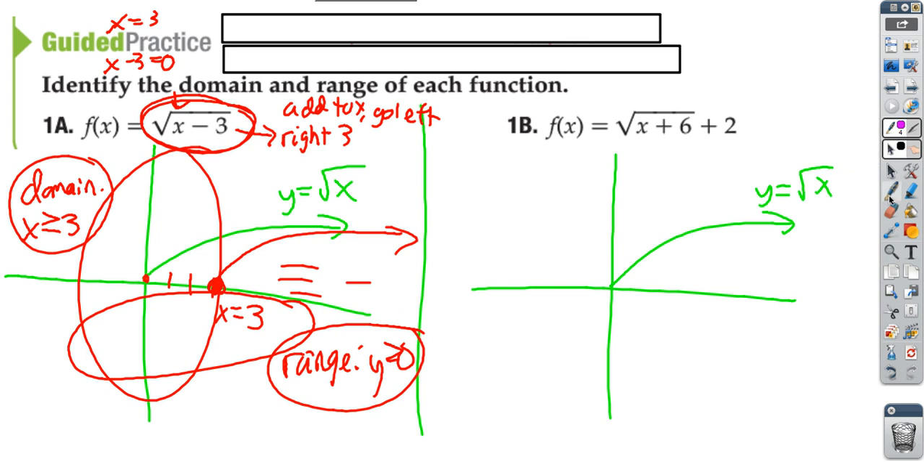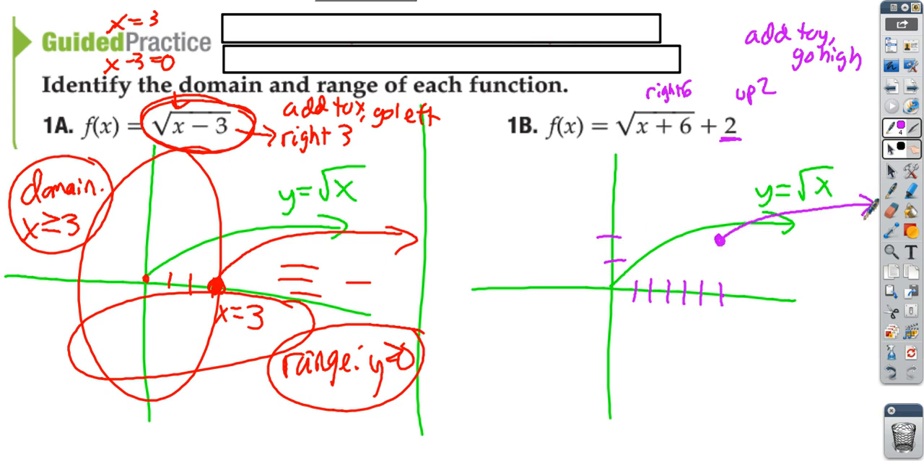Okay, what does this one do? Well, the plus 6 makes it go right 6. And then remember, besides add to x, go left, we say add to y, go high. So this number is making it go up 2. Add to y, we're adding 2, so we're going high. So how can we do this? Well, we can start by taking the green and shifting it to the right 6. So that right there, that's 6 points to the right, and then we're going to move it up 2. So that is where the graph now starts, and it looks the same as the green one. It's just been shifted right 6, up 2.